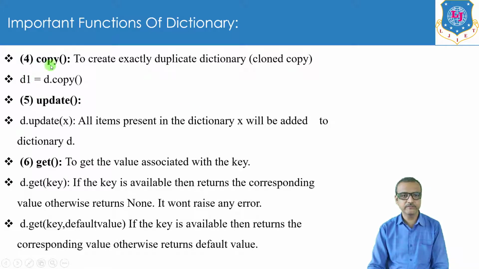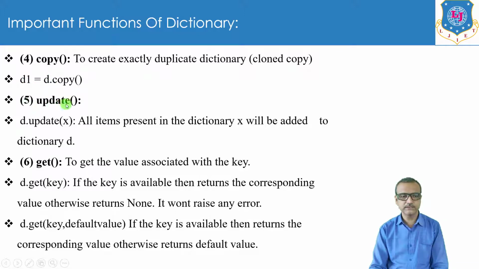Now we have the next function, that is the copy function. What will this function do? It will create an exactly duplicate dictionary, which is also called a clone copy. So we have d1 equals d dot copy. This will create the same dictionary d1 as d.